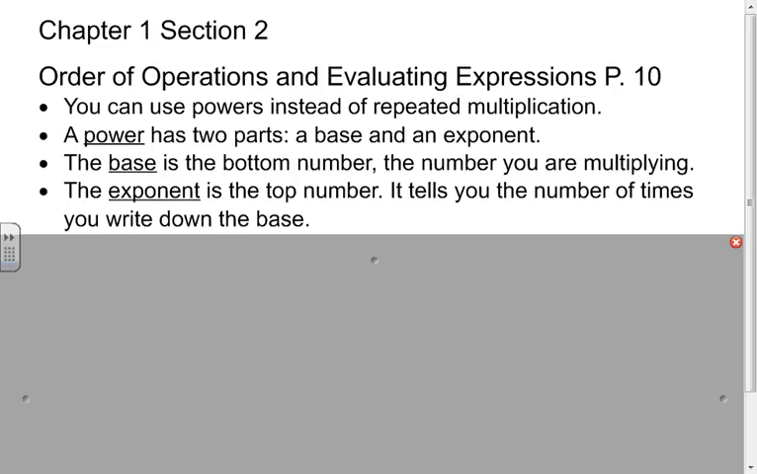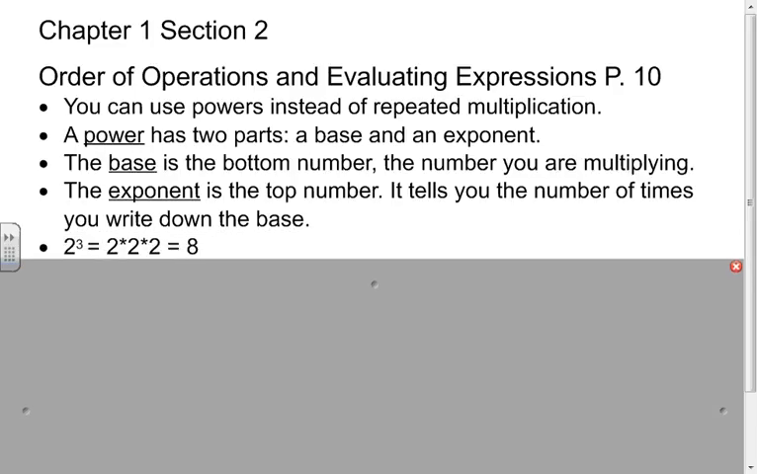For example, this would be 2 to the third power. 2 is the base, 3 is the exponent. So I'm multiplying the number 2 because that's the base. The exponent tells me how many times to write it down. So I've written down the 2 1, 2, 3 times. Then I multiply it together. 2 times 2 times 2 gives me an answer of 8.